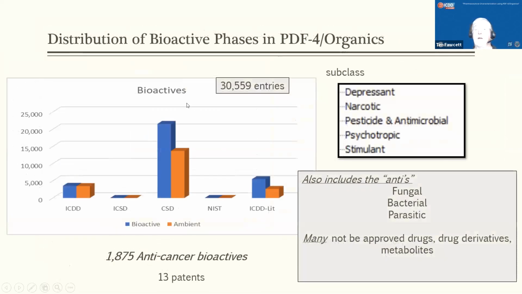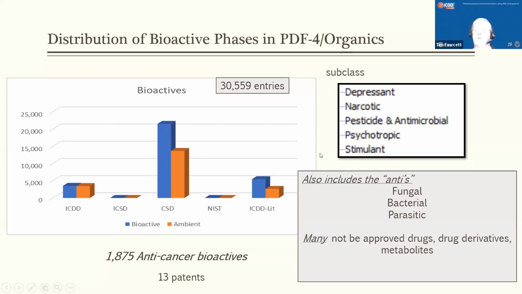Now, when you go to bioactives, the story's a little different. Here is where the CSD shines. They have lots of bioactives, and there are smaller contributions from the other sources, from ICDD. And these are things like depressants, narcotics, pesticides, antimicrobials. It also includes other antis in here. If it's an antifungal activity, bacterial or parasitic, it's in this bioactive subfile.